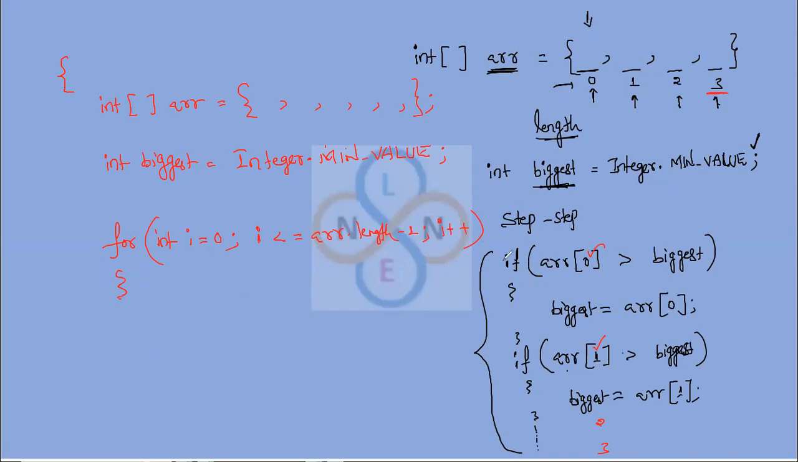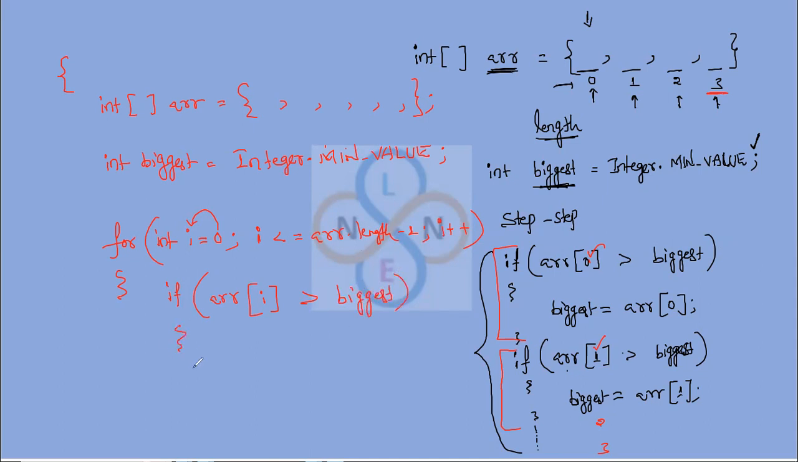Then what's the code inside the loop? Every if condition is nothing but one code duplication. The duplication part we should put inside the loop body. So the if condition, what is that? Now 0, 1, 2, 3 are present in variable i. So arr of i greater than this biggest.